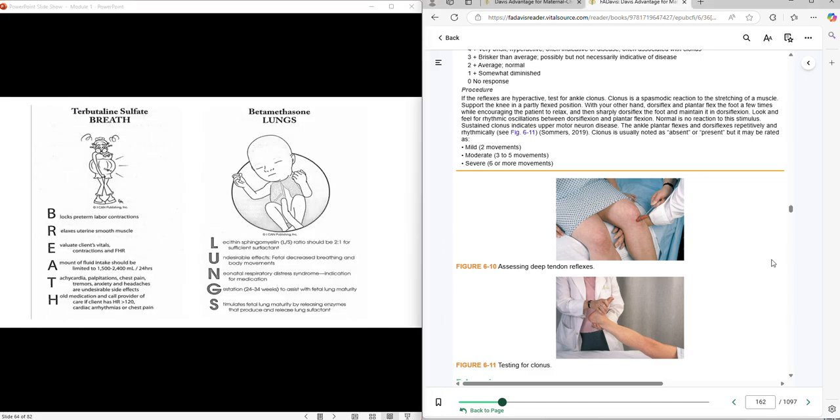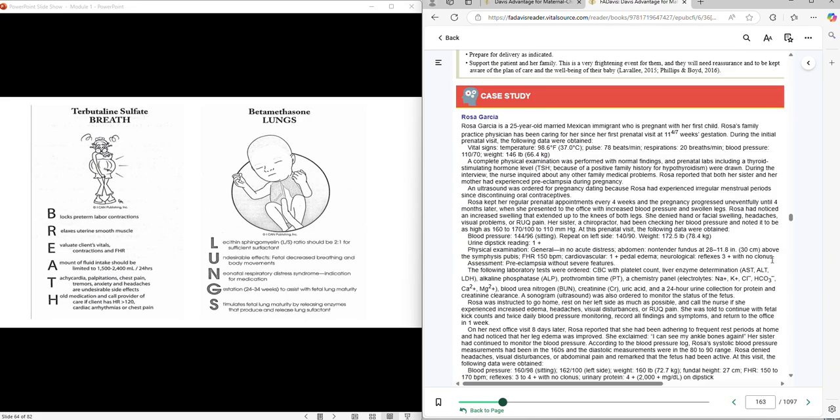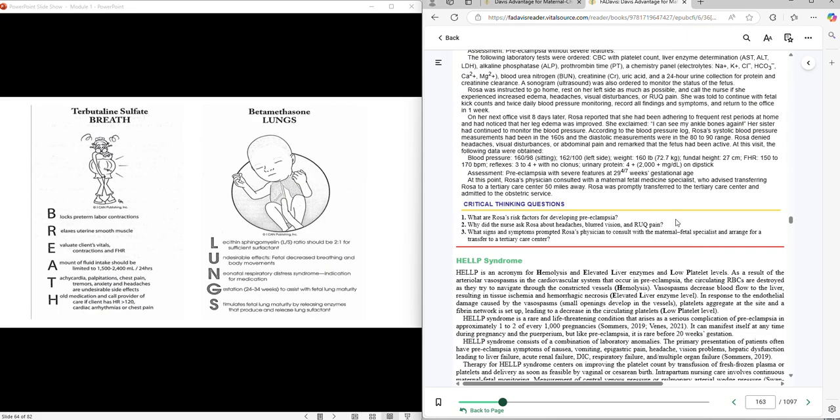On page 163, there is a case study. I always suggest that you do these case studies. We may go over some of these in class, so make sure you understand and can answer these questions here.